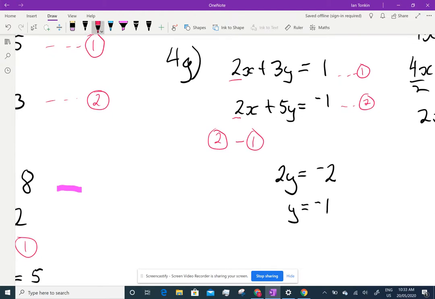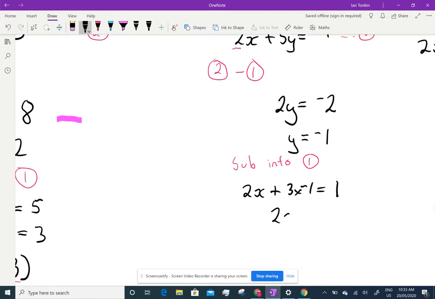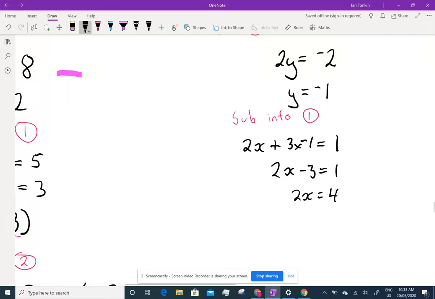I now have to make a choice. What am I going to substitute that into? Well, it doesn't matter. I'm going to sub that into equation number 1. And I'm going to get 2x plus 3 times negative 1 equals 1. 2x minus 3 equals 1. Add the 3. 2x equals 4. Divide by the 2. x equals 2. Now I've got one variable. I've got my solution. 2 and negative 1.